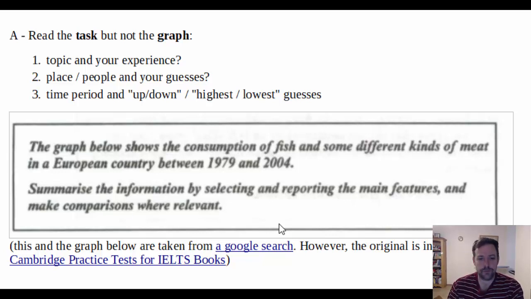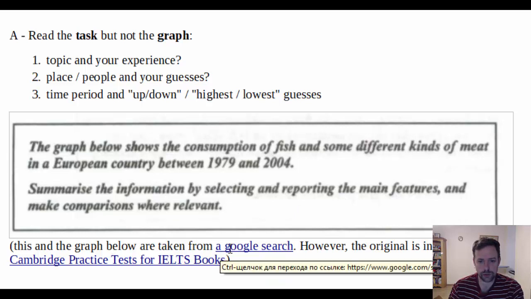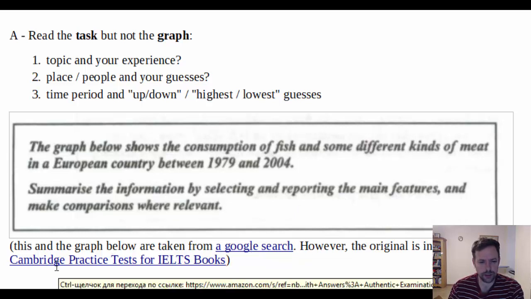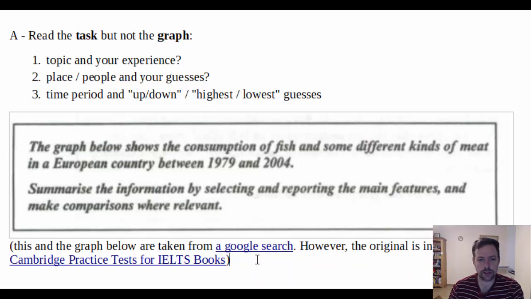So just to start with, I got this IELTS task from a Google search, but the original is from a Cambridge practice tests for IELTS books. I'm not sure which number because it was just in it.